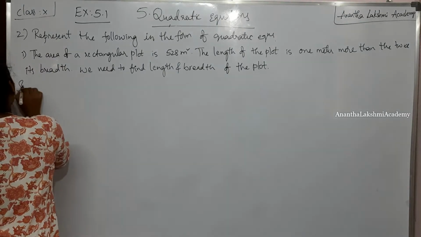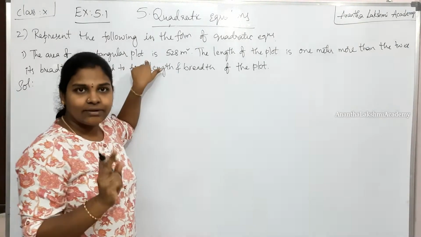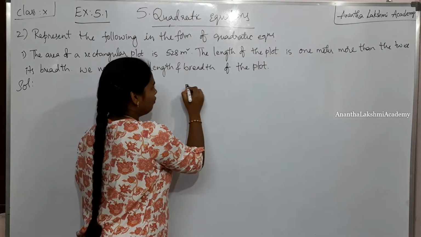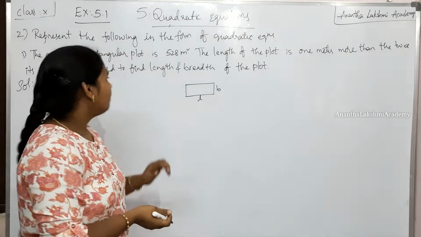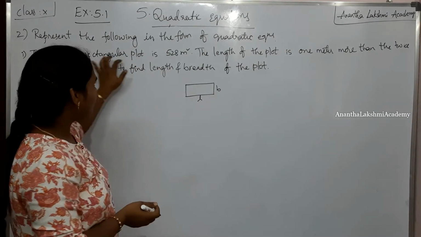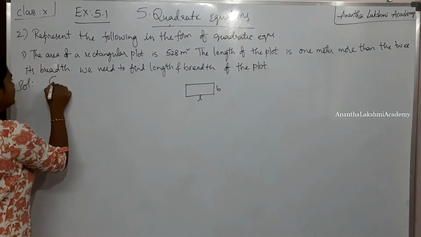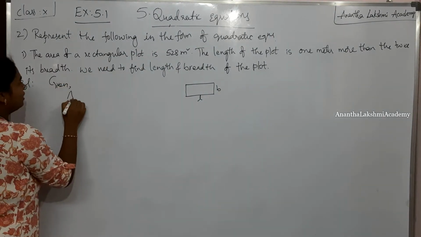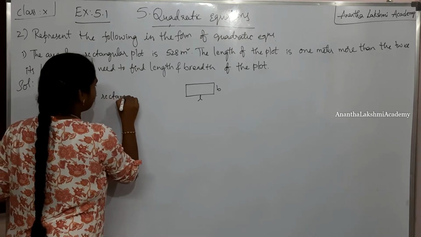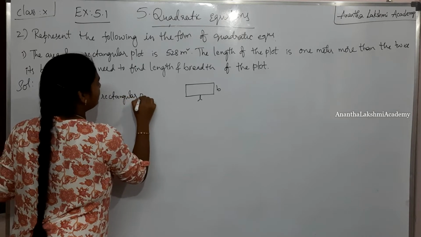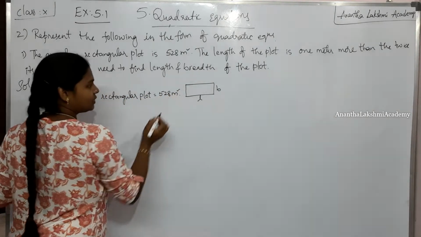Okay, the very first bit says the area of a rectangular plot. When we are dealing with a rectangle, what do we have? We have length and breadth, isn't it? We have length and breadth. The area of a rectangular plot is 528 meters. What is given for us? Area of rectangular plot. What is it? Area of rectangular plot is equal to 528 meters square, isn't it?